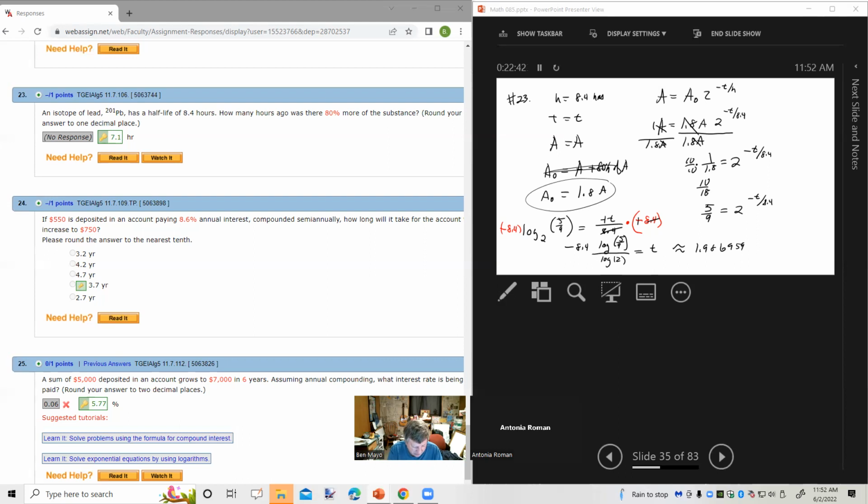So you got the right answer and I didn't. So what did I do wrong? Oh, I see what I did wrong. This parenthesis right here, I thought that was a 12 instead of a 2. My bad. Okay, so let's get rid of that. There we go, 7.123. Yeah, my sloppy writing is what killed me. So it's 7.1 hours, like you said. Okay, and then 25 was next.